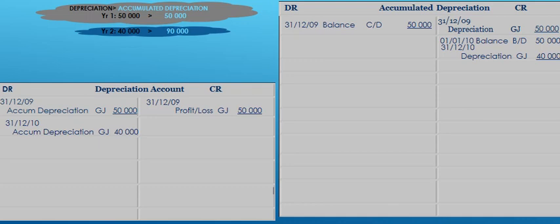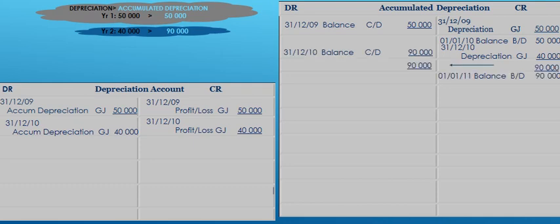Note that the accumulated depreciation has got two entries. The first entry was done at the beginning of the year as a balance brought down. The second entry is the current depreciation at the end of 2010, the amount 40,000. The depreciation expense account will therefore be closed off at the end of 2010 to profit and loss on the credit side, while the accumulated depreciation will be closed off by calculating the balance carried down on the debit side, which must be shown on the credit side as the opening balance for 2011.